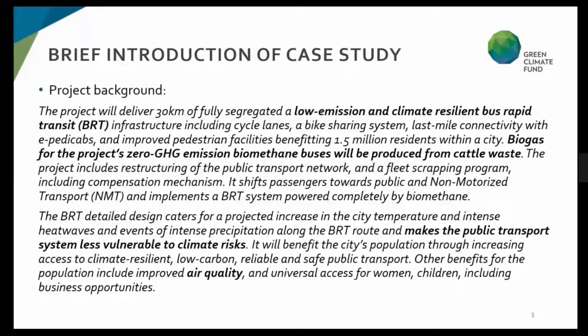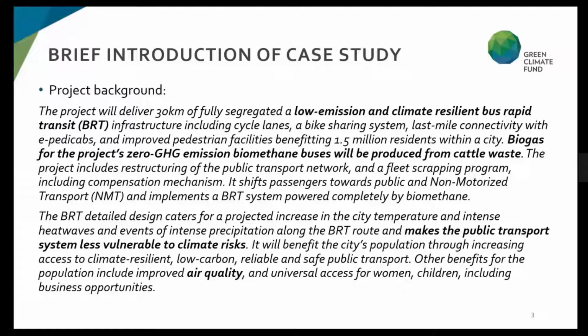So this is the brief introduction of the case study. I'm not going to read this all, but only highlight some important elements of the project. This is a project of building a segregated, low emission and climate resilient bus rapid transit, BRT. The zero GHG emission biomethane buses will be running, and the public transport system will be less vulnerable to climate risk. Therefore, the project is considered to be cross-cutting. Besides climate results, improved air quality and more business opportunities are identified as co-benefits. More information on the case study can be found in the guidance note.